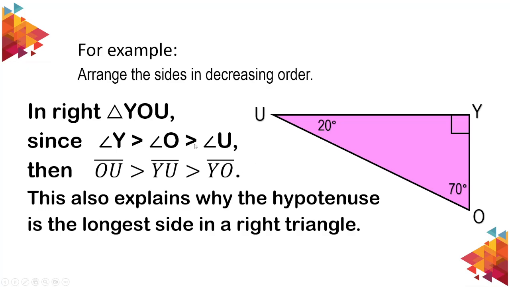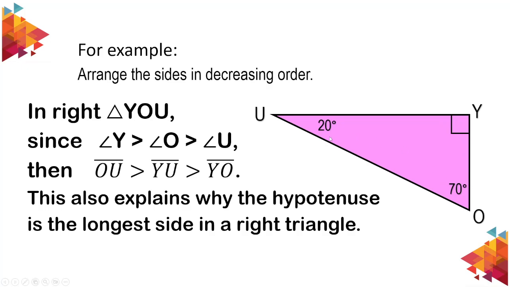By the way, this also explains why the hypotenuse is the longest side in a right triangle. What is the hypotenuse, by the way? The hypotenuse is the side opposite the right angle. So if this is 90, it will always follow that the sum of these two is 90, because in a triangle, if you add the three measurements, that's 180. So this is already 90.